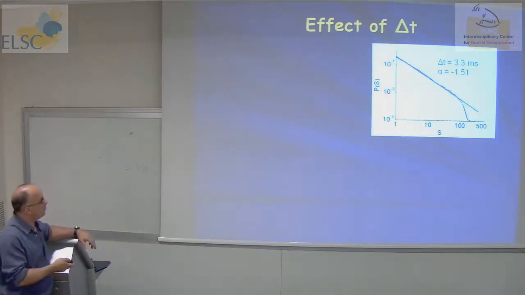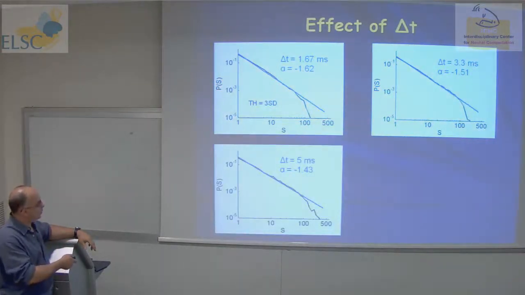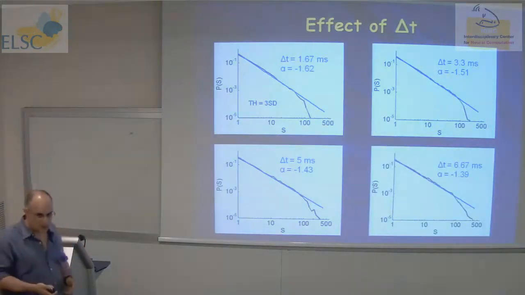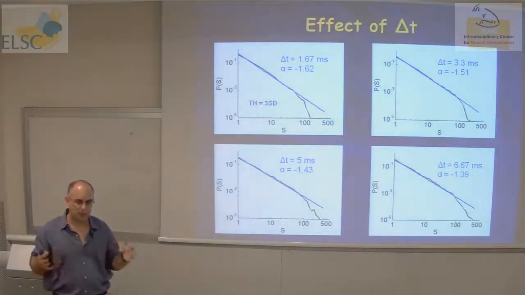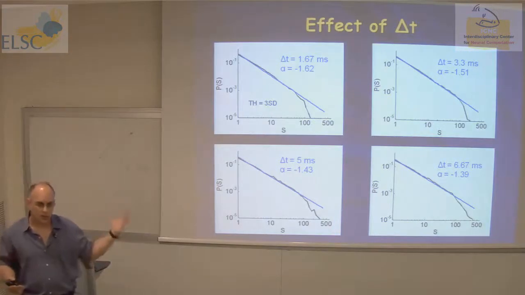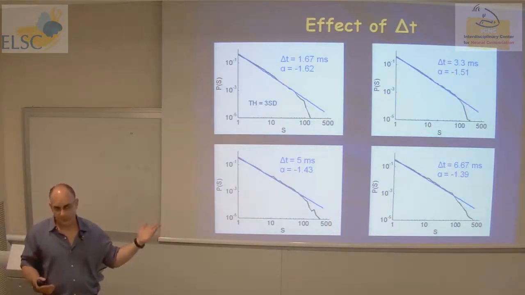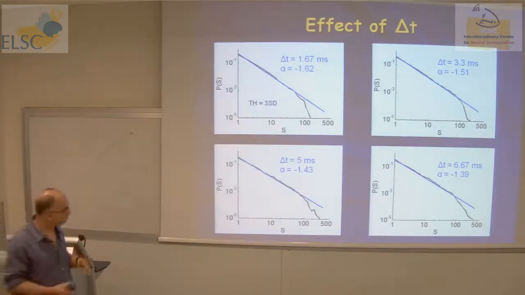So now, if we look at shorter bin width, we get steeper exponents. If we look at larger bin width, we get shallower exponents. The reason is simple: if you take larger delta t's, you start to concatenate avalanches. So you're more likely to get large avalanches, and there will be fewer small avalanches, right? So you get a shallower exponent.